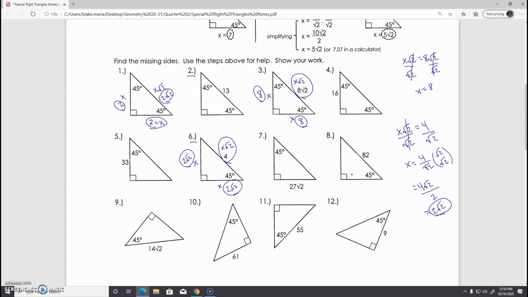We'll try one more and then I'll leave you to finish up the homework. Or actually, we'll move on to 30-60s. Alright, so we have X, X root 2. So we know here X equals 27 root 2. So you know X equals 27. Oops, where's my eraser?